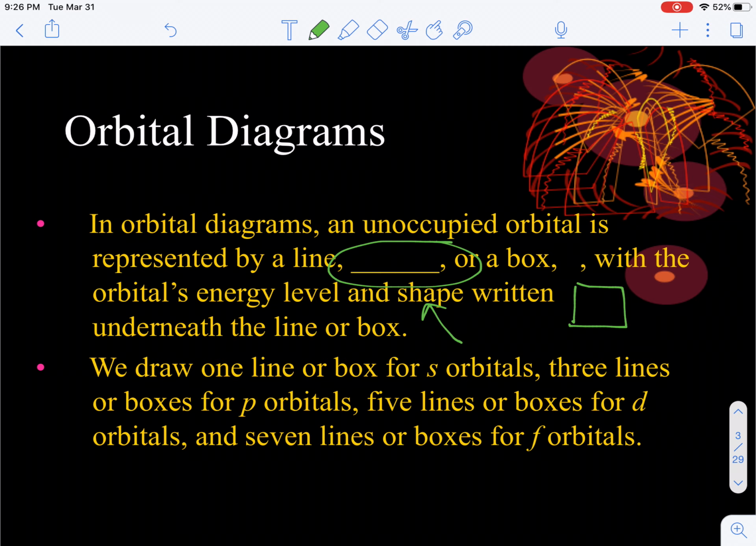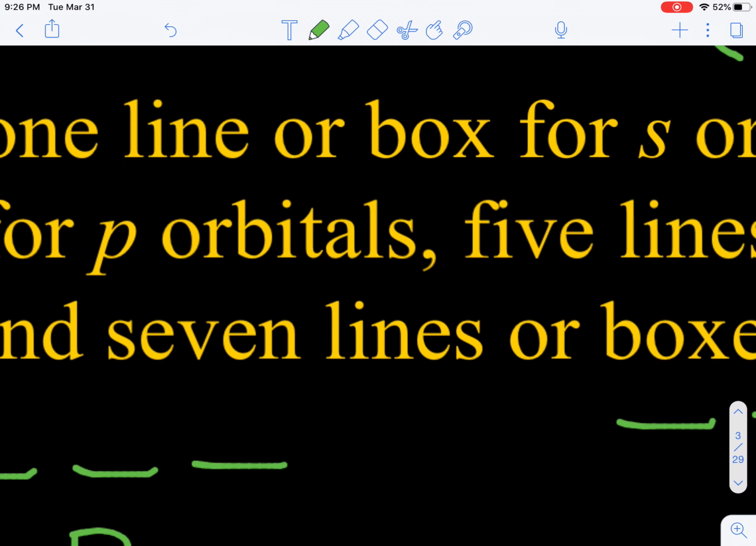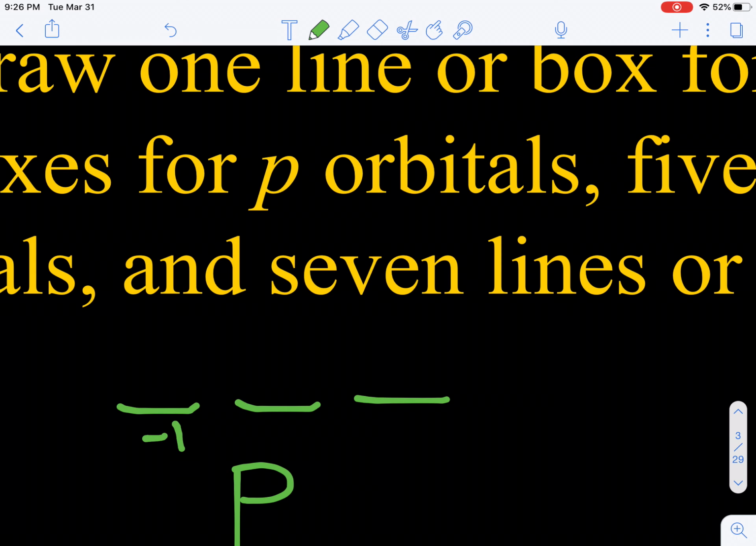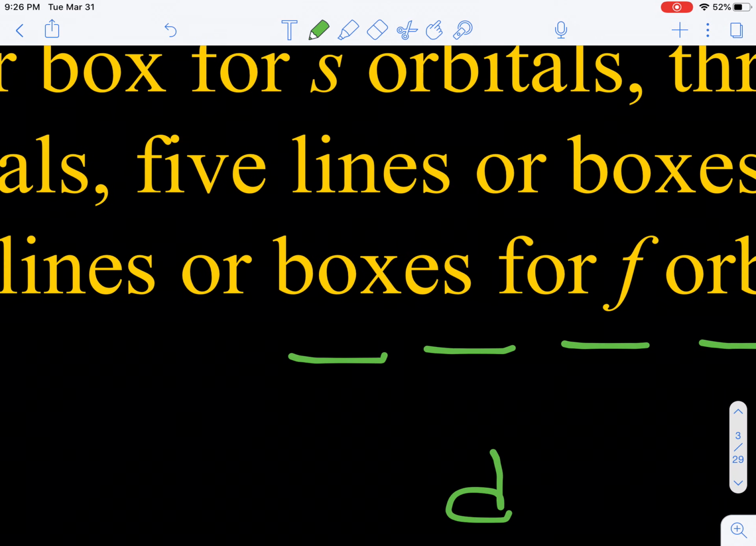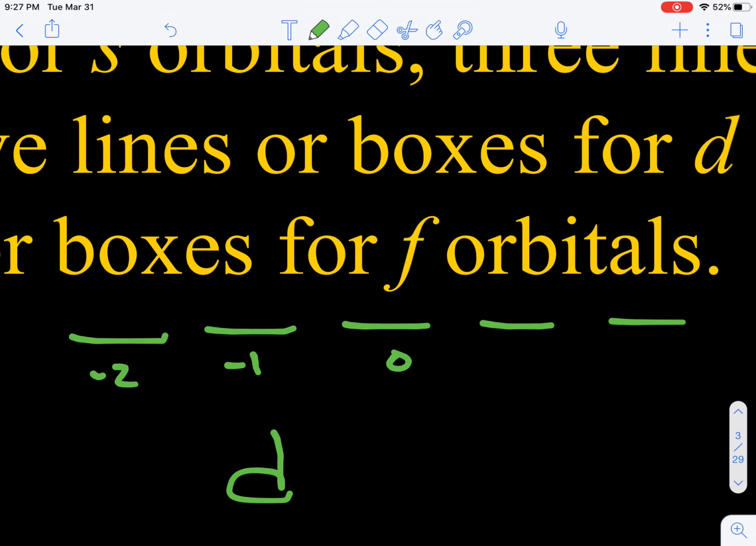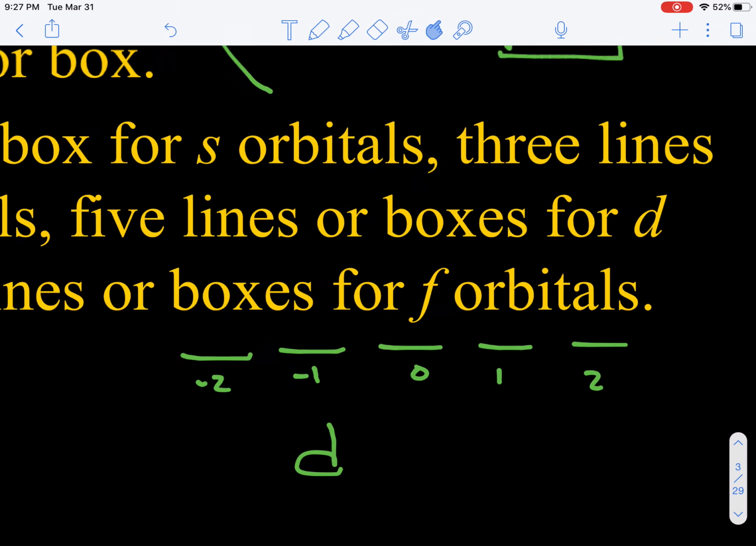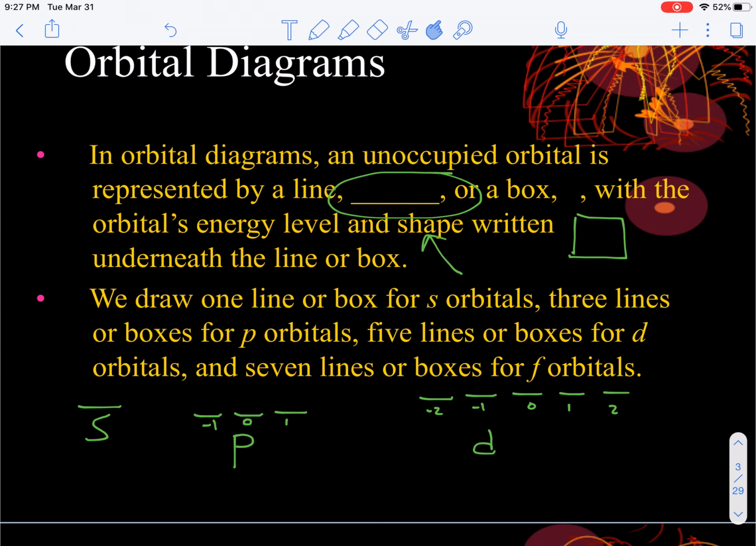Very simply, remember that in an s sublevel, there's one orbital, so we draw one line. In any p sublevel, there are three orbitals, so we would draw three lines. In a d sublevel, there are five, and in an f, there are seven. As a reminder, if you want, you could put in those m sub l quantum numbers here. You don't need to, but remember, this one is the -1 orbital, this is the 0, this is the 1. This is -2, -1, 0, 1, and 2. Those quantum numbers predict how many of those orbitals there are going to be.